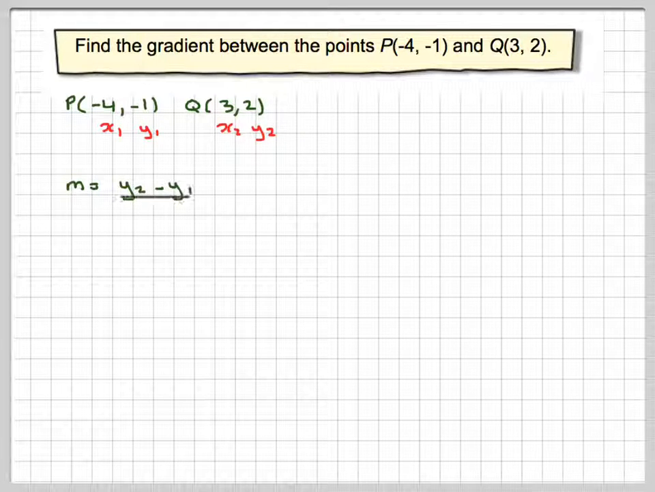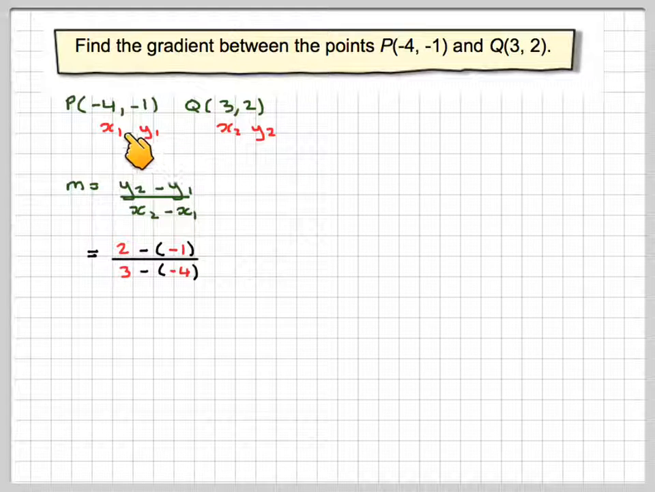And then the gradient formula is the difference between the y coordinates, so it's y2 minus y1 divided by x2 minus x1. The important thing is that these 2s need to line up and these 1s also need to line up. So putting in the information, we're going to have 2 minus -1 divided by 3 minus -4. Be careful with the minus sign.